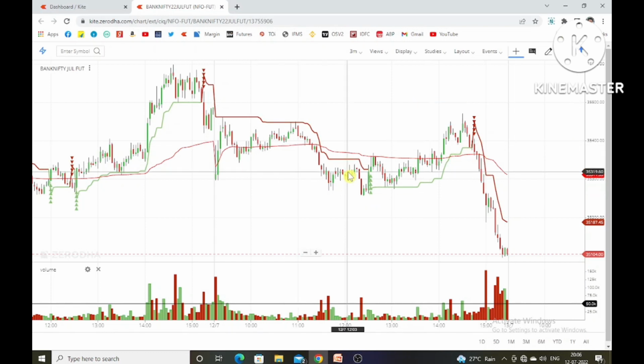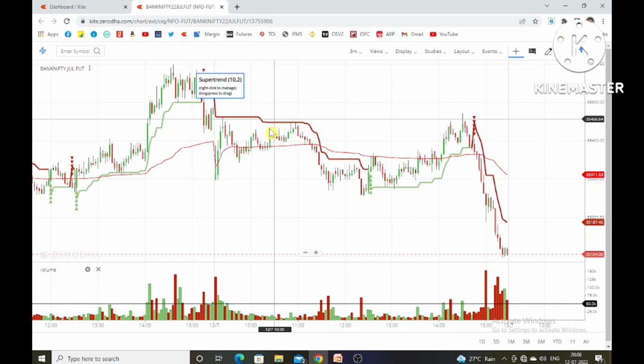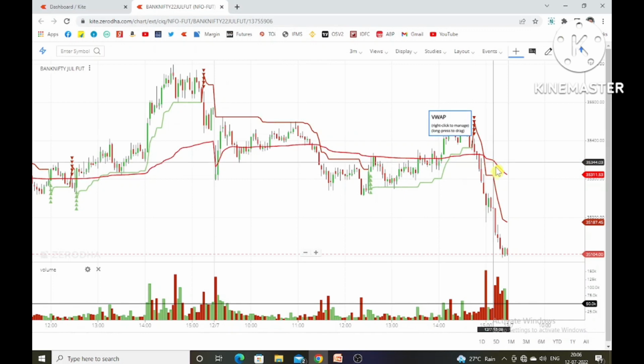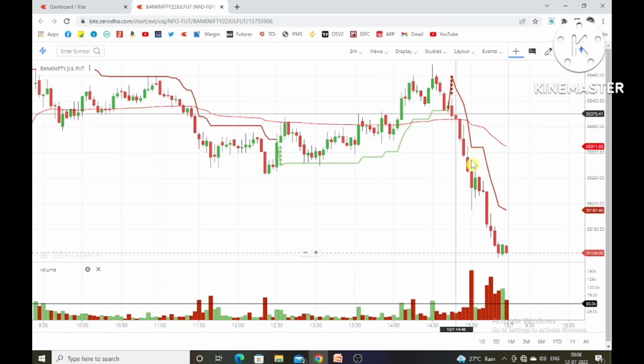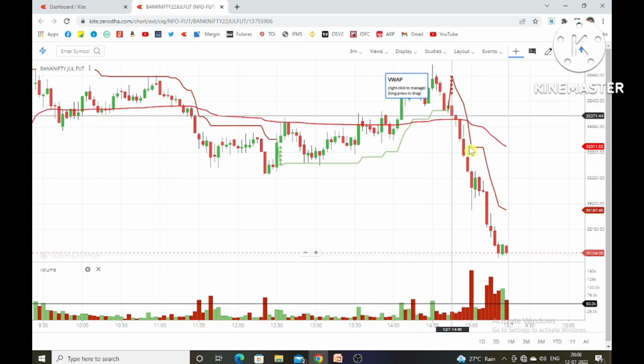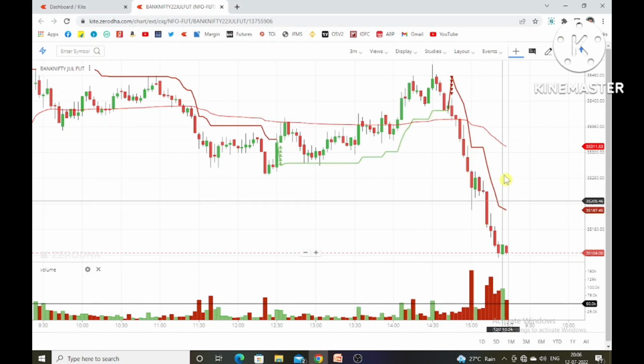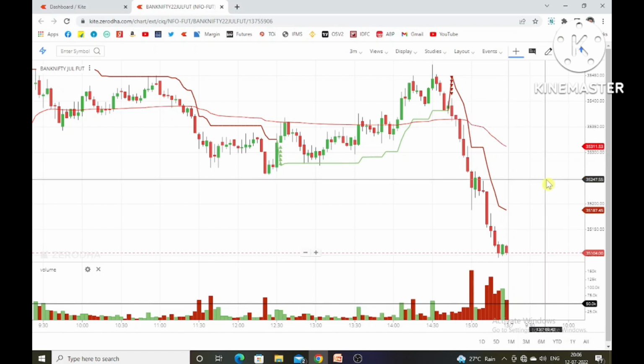So remember a few things to trade in the Super 10 retracement setup. When the market is falling, we have to wait for the super trend to come below VWAP and price below super trend. Look at the formation at the day end of today's market. Price is falling and super trend is above price and VWAP is above super trend. This formation should be made. After this formation is made, we can take entry into the super trend retracement trade.